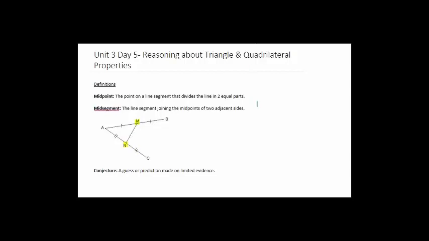The second definition we need to learn is midsegment. A midsegment is the line segment joining the two midpoints of two adjacent sides. So MN is a midsegment because it's a line segment joining two midpoints, M and N. The final term we need to learn is conjecture. That's a guess or a prediction made on limited evidence, so kind of like a hypothesis.